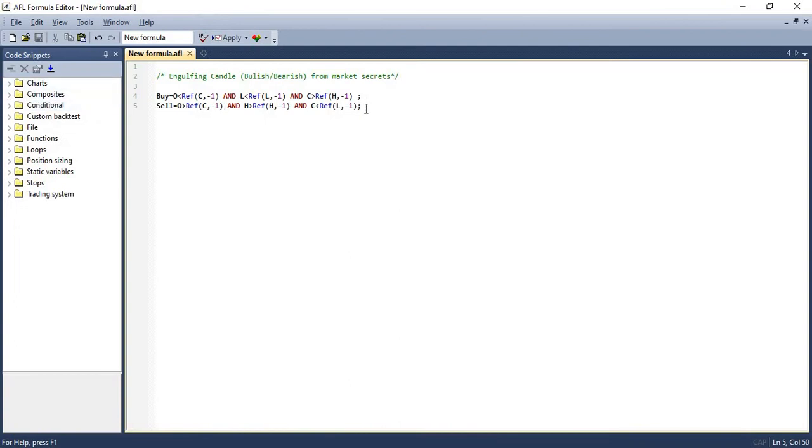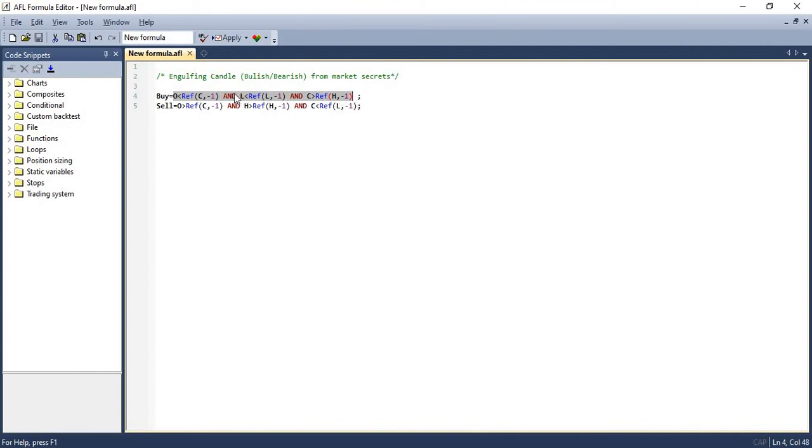So this script is going to be just a two-liner. The first line is for buying. We need to buy if there is a bullish engulfing candle. To find the bullish engulfing candle, we have three conditions. First, today's open price should be lower than yesterday's closing price. And today's low price should be lower than yesterday's low. And today's closing price should be greater than yesterday's high. So if we get these three signals as true, then it indicates there is a bullish engulfing pattern formation and we need to initiate a buy trade.